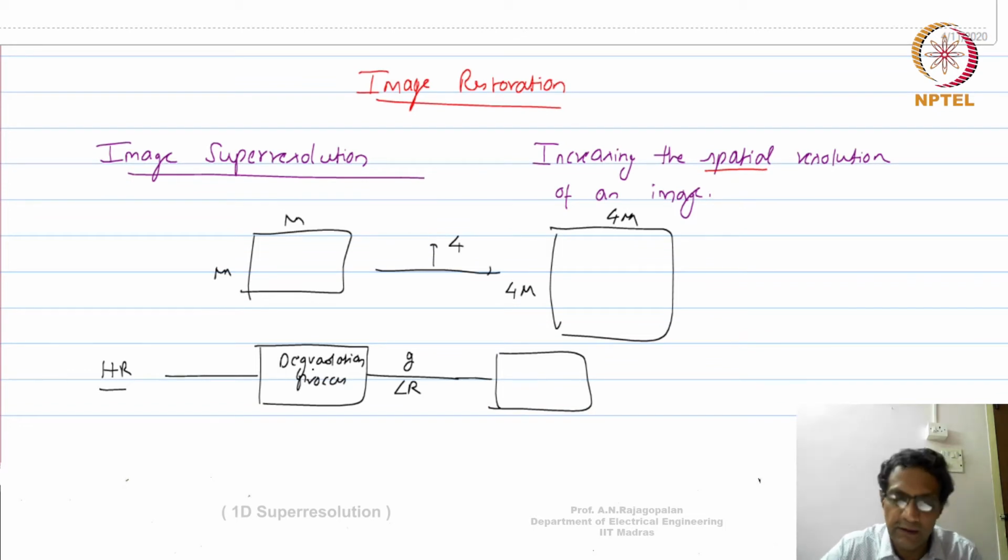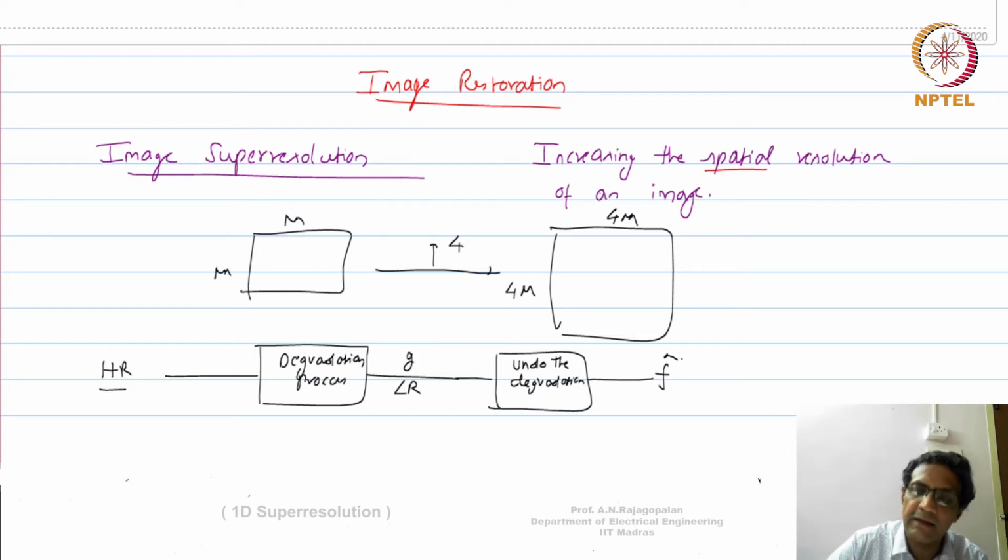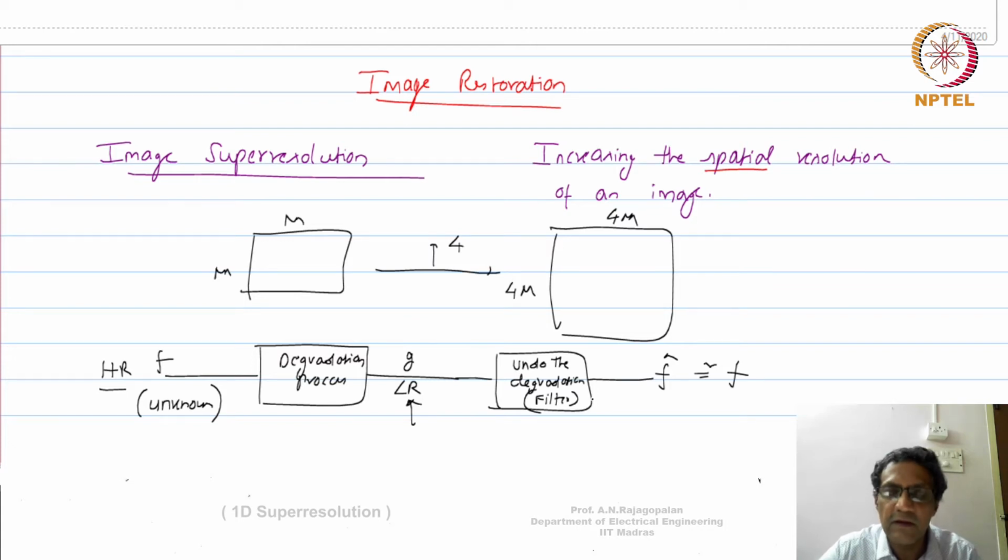So first of all, we should know what the degradation process is. Then you have to undo the degradation through some kind of a restoration filter, in order to get some F hat, which we think is approximately close to F, where F is your input high resolution image. Now, this is unknown. We don't get to see this. If you have a poor camera, you only get to see this LR image, which is of a much lower resolution. And you have some kind of a restoration filter here, some algorithm which will take this LR image and blow it up by a factor of 2 or 3 or whatever, in order to give you back a high resolution image.